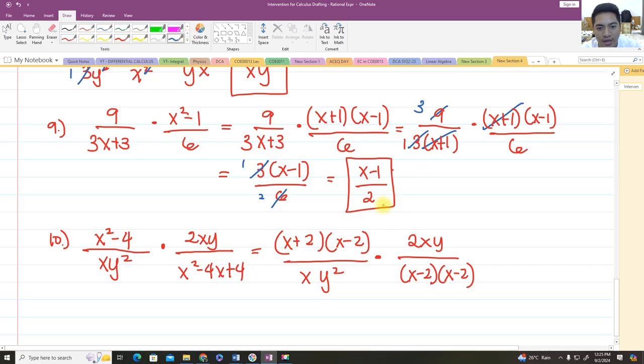So we can cancel some variables. First we have x minus 2 and x minus 2 here. You can also cancel x here with x here, and the y here with y here.